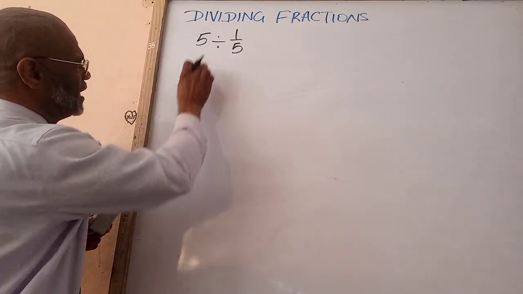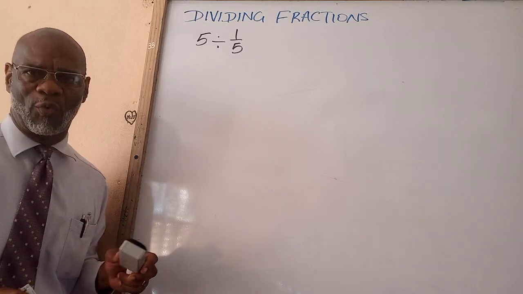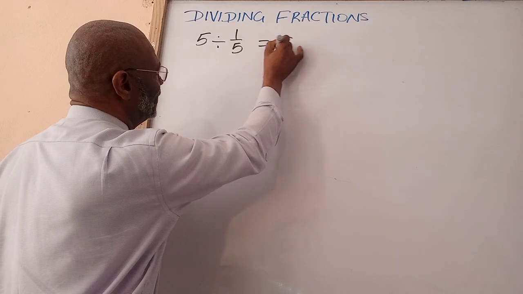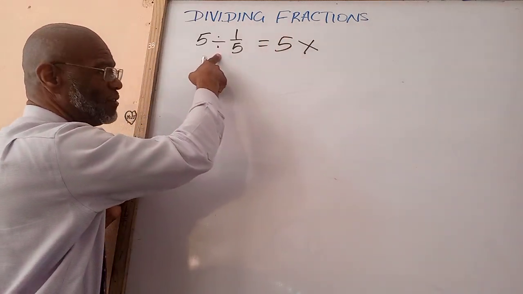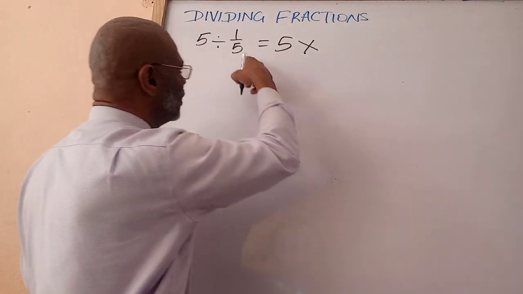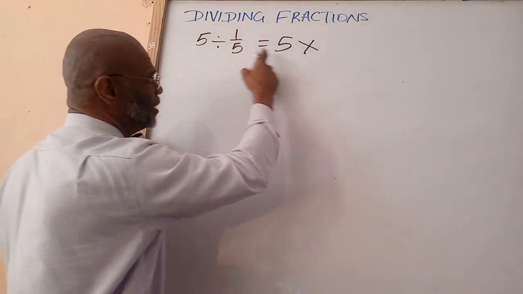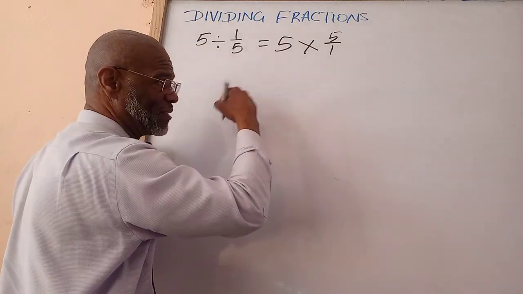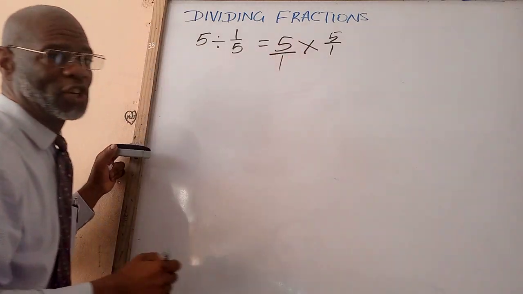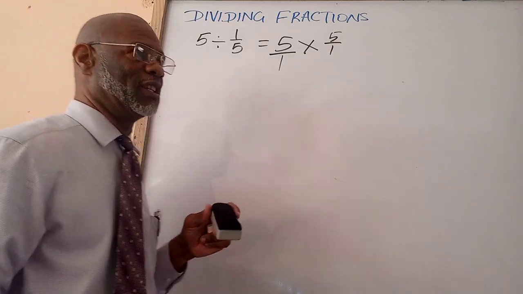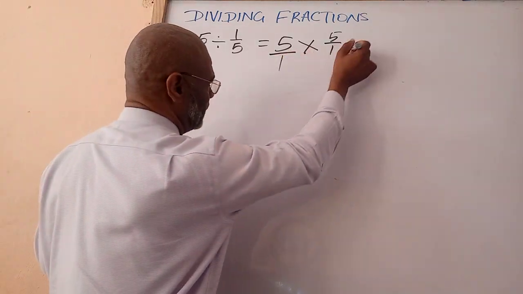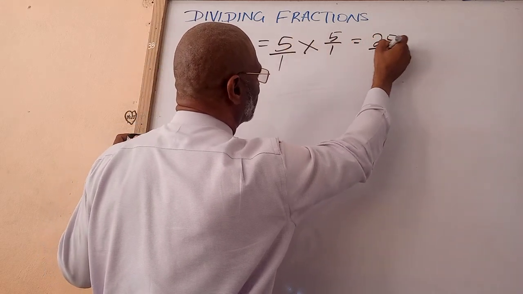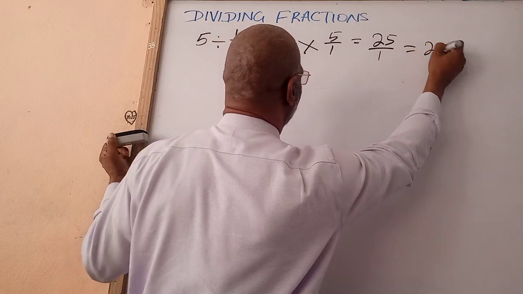Now let's take 5 divided by 1/5. So this will give us 5 times, so we are changing the division to multiplication, and then we take the reciprocal of 1/5, which will be equal to 5 over 1. Now, I could write 5 as a fraction as 5 over 1, and it does not change the value of the number. So we can now multiply across. 5 times 5 is 25 over 1, which is equal to 25.